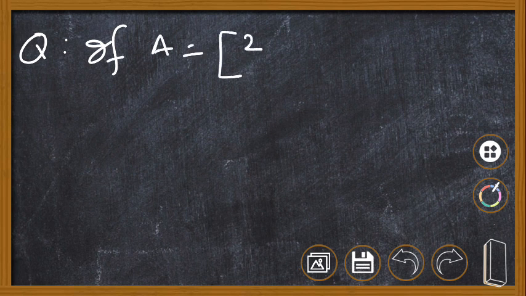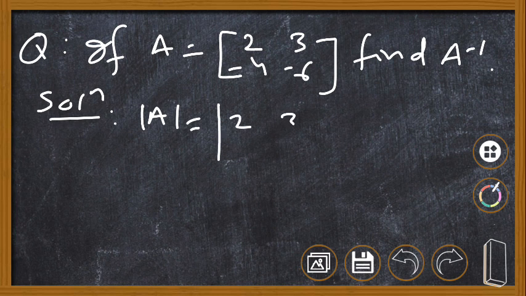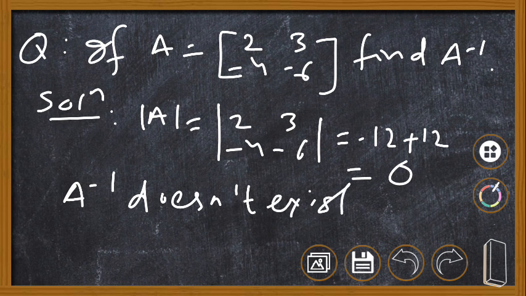So let me take an example. Question: if A equals 2, 3, minus 4 and minus 6, then find A inverse. The first step is to find the determinant of A. The determinant of A is 2, 3, minus 4, and minus 6. This is minus 6 into 2, which is minus 12, and this will be plus 12, because minus minus will be plus. So 0. Hence, as I have told, if the determinant of A becomes 0, A inverse doesn't exist.